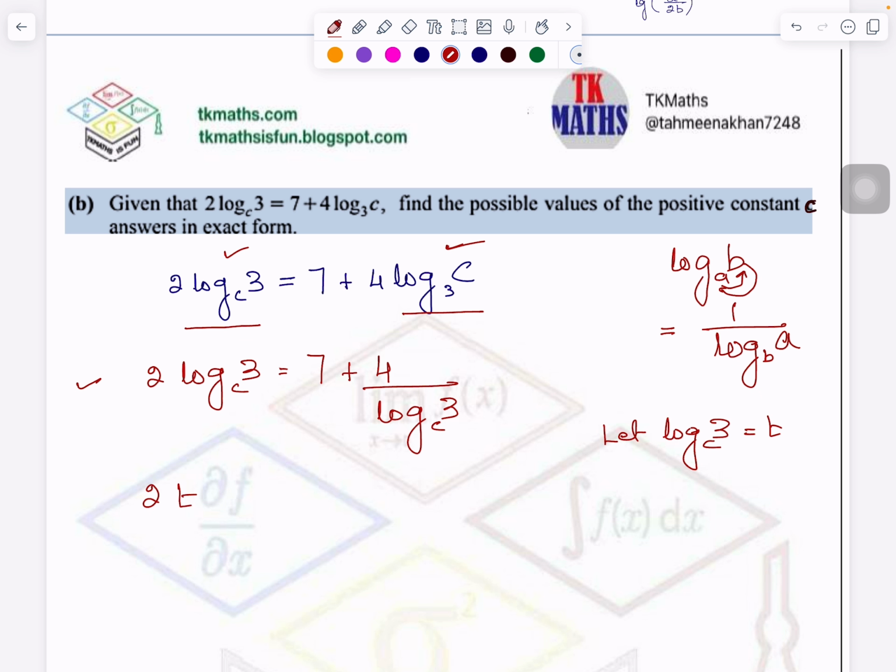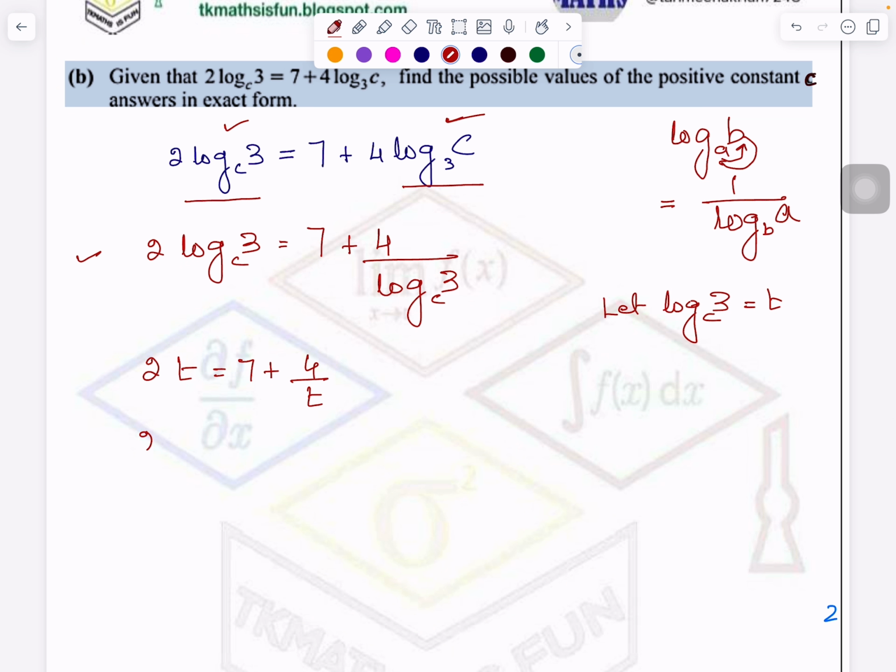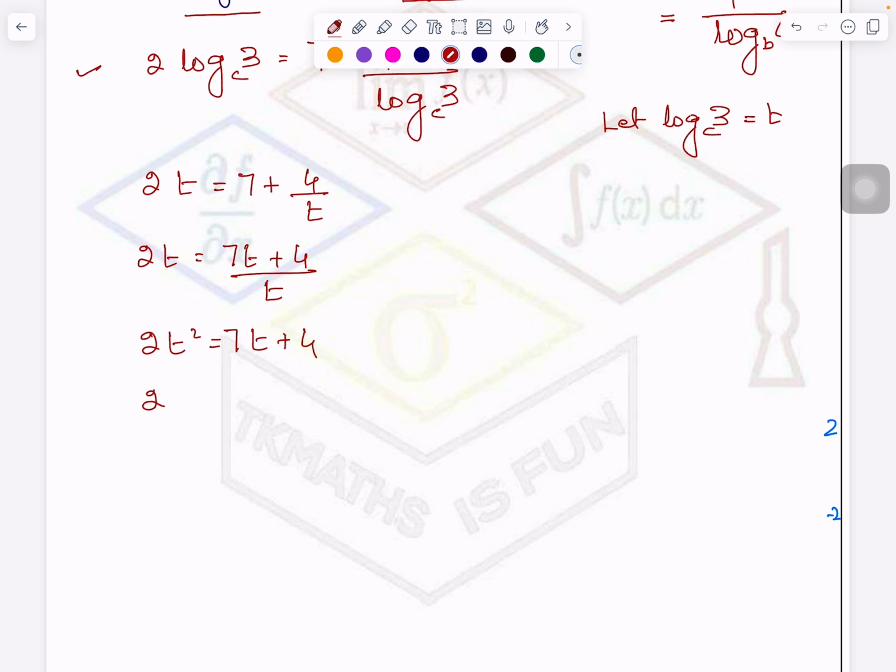So 2t is equal to 7 plus 4 over t. If I take the LCM, it will be 2t equals 7t plus 4 over t. So 2t squared is equal to 7t plus 4. Then it will be 2t squared minus 7t, sorry, minus 4. Just a minute, this is basic algebra, right? Minus 4 is equal to 0.